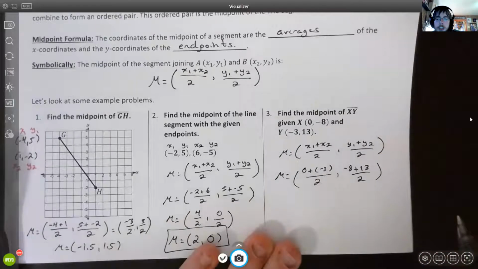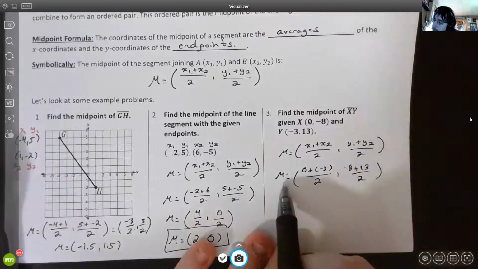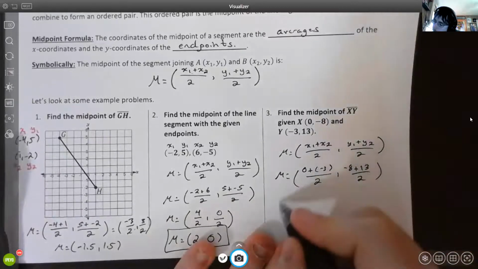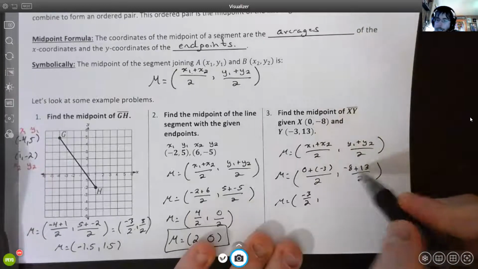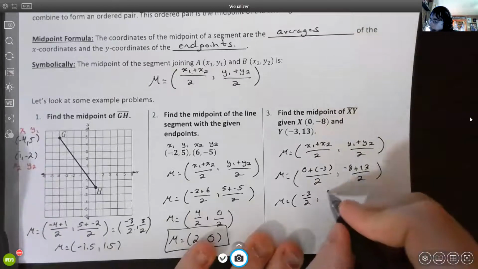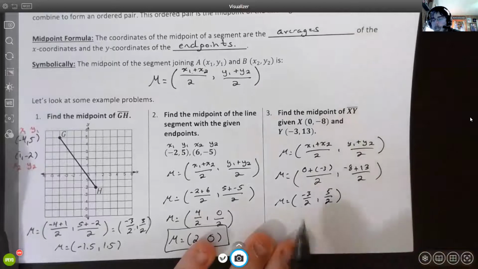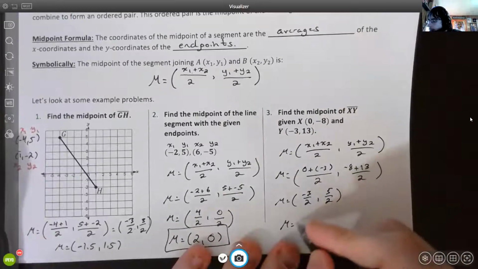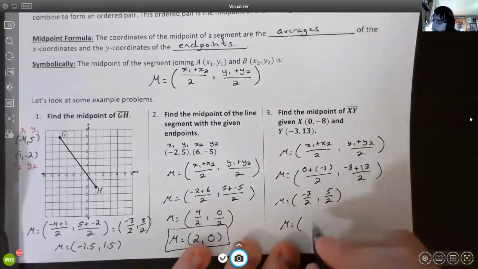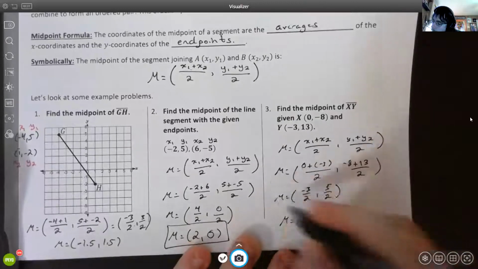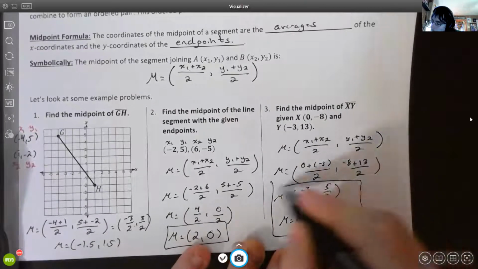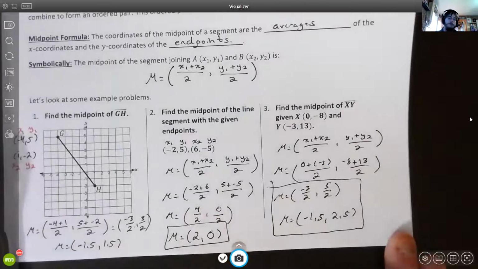Make sure you pay attention to your signs. So 0 plus -3 is -3 over 2. And then you get -8 plus 13, which is 5 divided by 2. And you'll notice that neither of these can be simplified. And if you want to write them out in decimal notation, that would be (-1.5, 2.5). So either one of those would be correct for that problem.